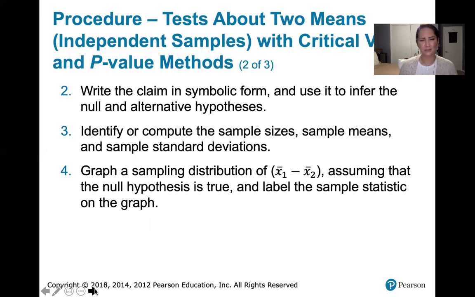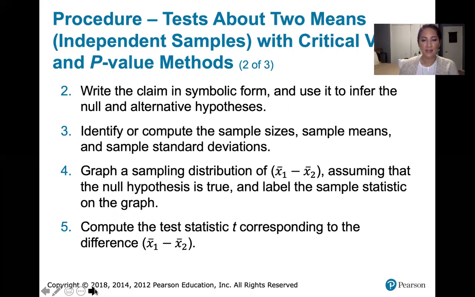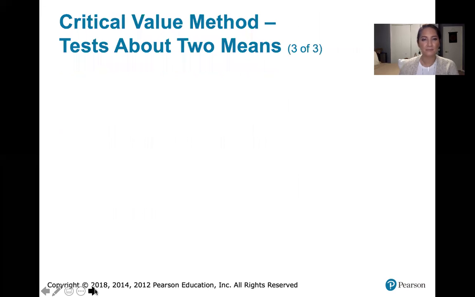And then to visualize what it is you're doing, I highly recommend that you graph a sampling distribution of x sub 1 bar minus x sub 2 bar, assuming that the null hypothesis is true, and then label that sample statistic x sub 1 bar minus x sub 2 bar from your sample data on the graph. That will help you visualize what it is you're doing. Remember, the question becomes, is x sub 1 bar minus x sub 2 bar significantly high or significantly low, given that the null hypothesis is true? In order to answer that, we compute the test statistic.